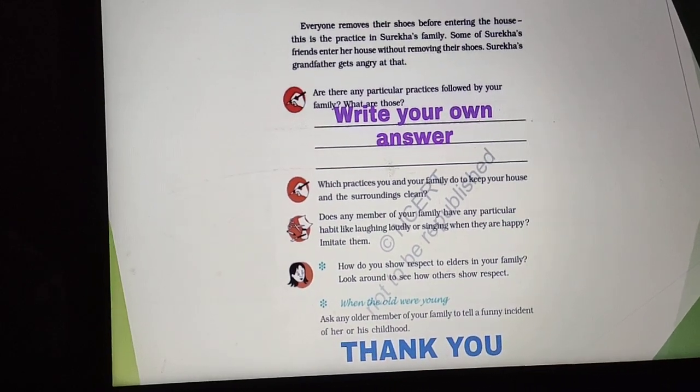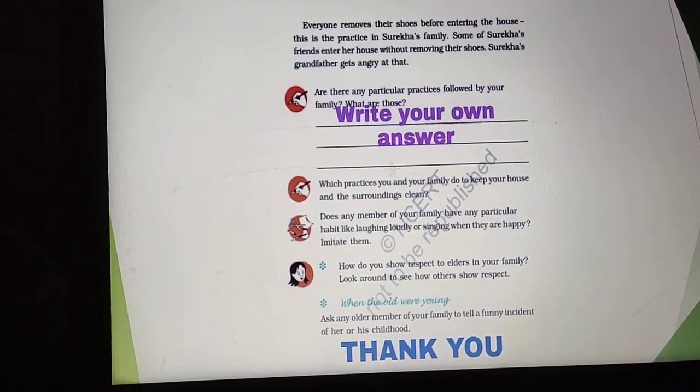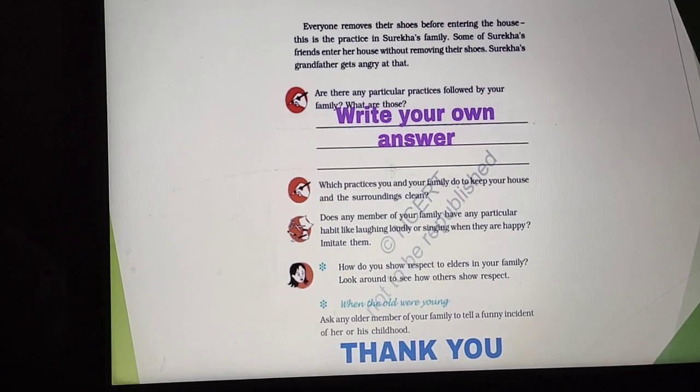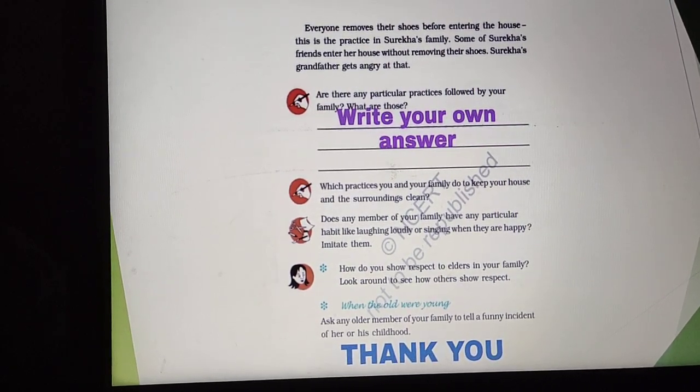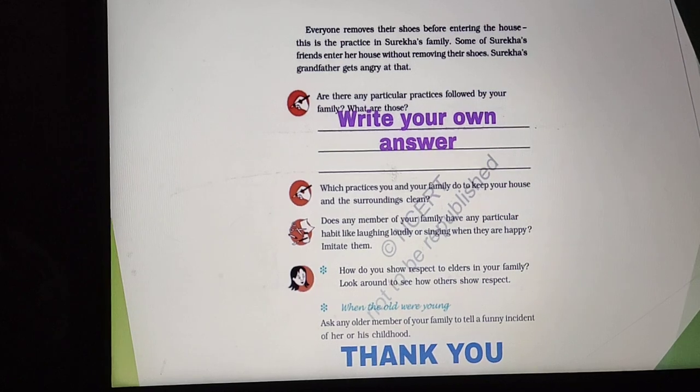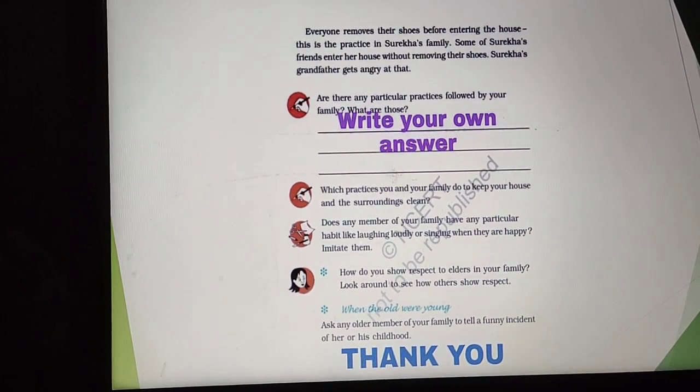Some of them have the tradition that they have to remove their shoes outside and then enter the house. And in our house also we have some traditions. So all follow their traditions. Now see what is the next.